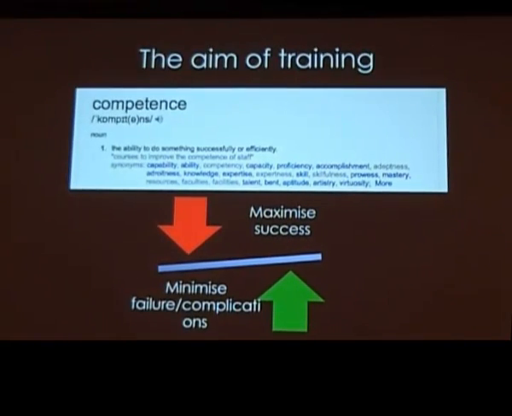So what is the aim of training? Well, the aim of training is to achieve this magical thing of competence. But I want to come back to that a bit later on. So what is competence? Well, it's the ability to do something successfully or efficiently. So really what we want to do is we want to maximize our success. We want to minimize the failure rate, and we also want to minimize the occurrence of complications.